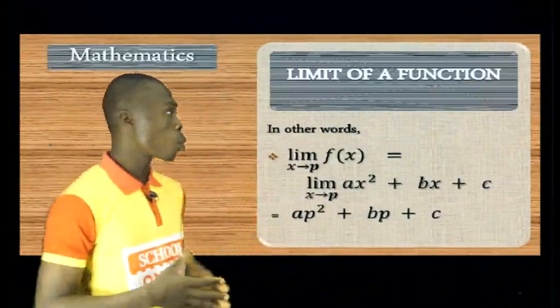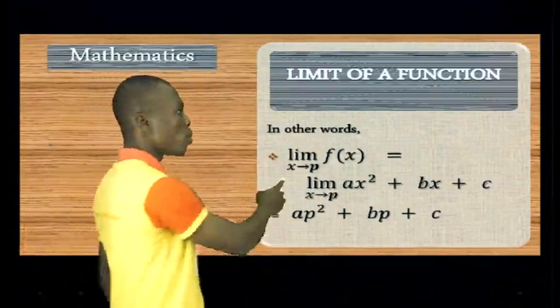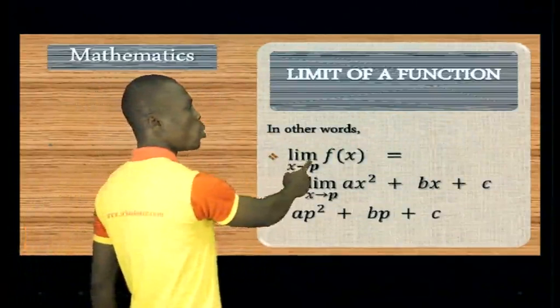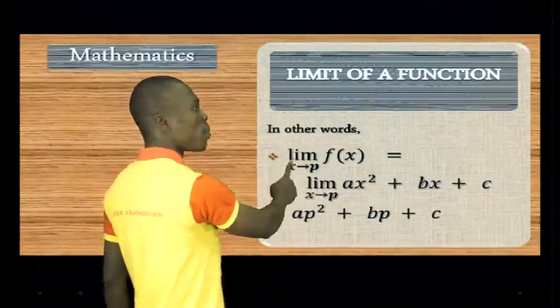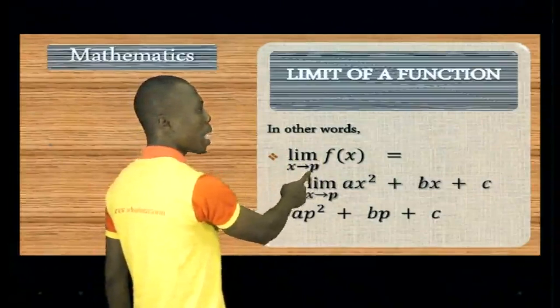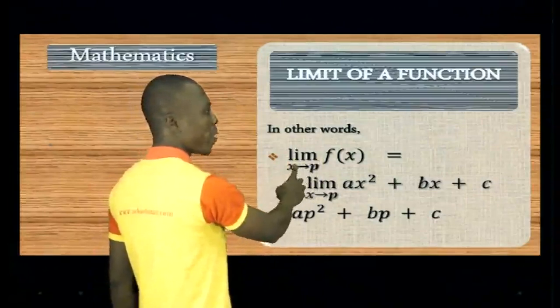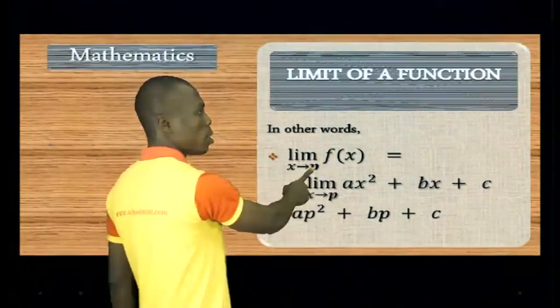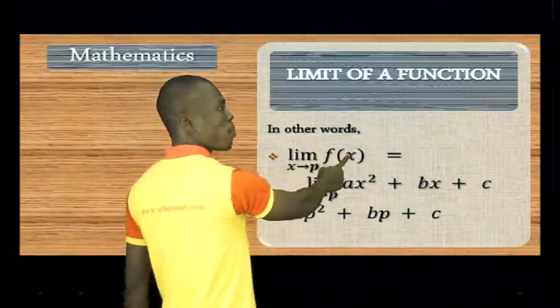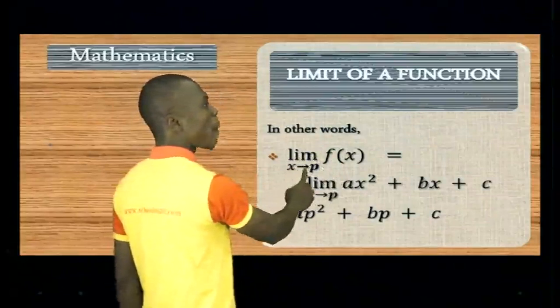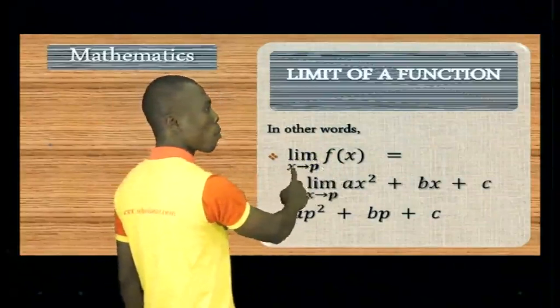So in other words, you look at this now, this is used to describe the limit of a function. You see that acronym lim, L-I-M, and then you see at the bottom showing the value that the x is approaching. So in other words, we write lim, that is the limit of f of x as x approaches p. You see the arrow going from x to p.